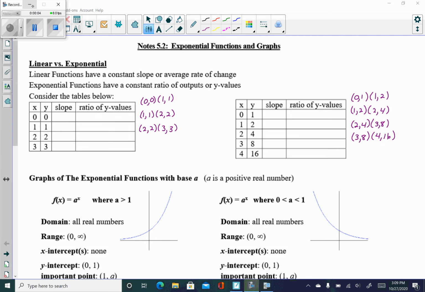Hi there. So in this section, we're going to take a deep dive into looking at exponential functions and their graphs. At the top, we look at the difference between linear versus exponential.